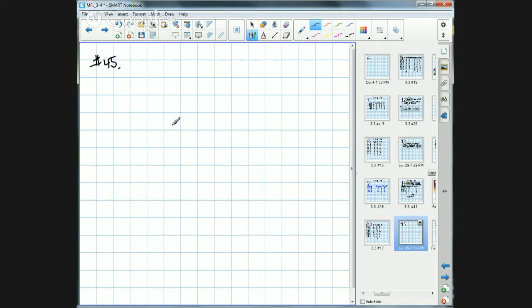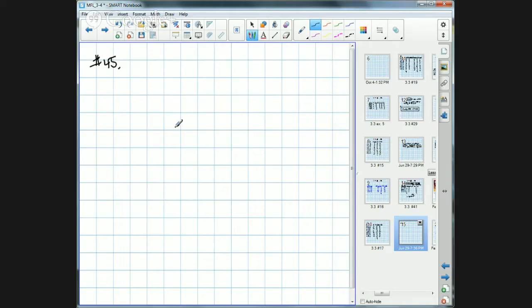Okay, number 45. Again, we're doing negations. It says in 42 to 47, write in words the negation of each statement. So first, I'm going to just symbolize this. If I kiss you once, then I will kiss you again. That's just my strange letter abbreviation. If I kiss you once, then I will kiss you again. Okay, what's the negation of that?